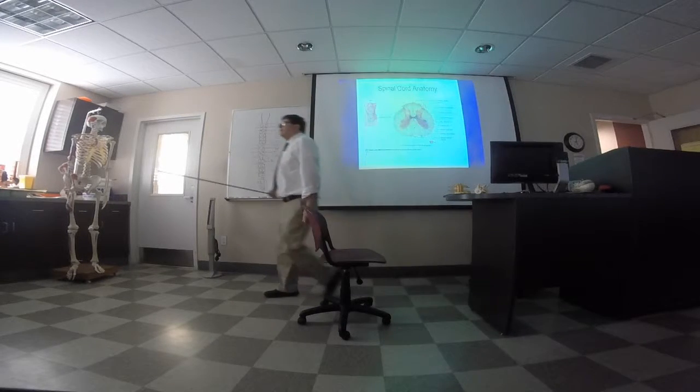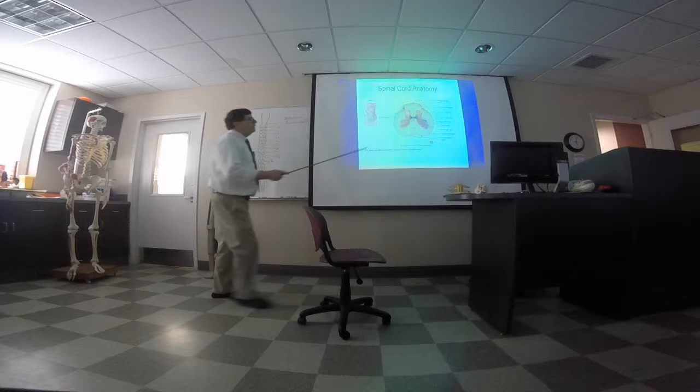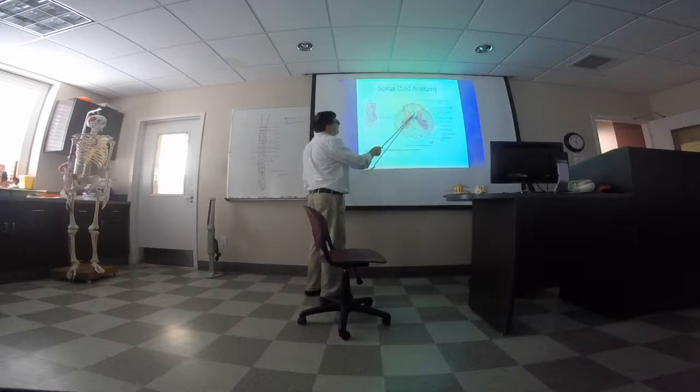All right, let's look at this micrograph of the spinal cord. These would be the posterior white columns. These would be lateral white columns. This area here would be anterior or ventral white columns.